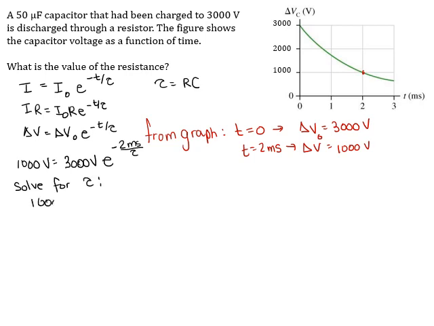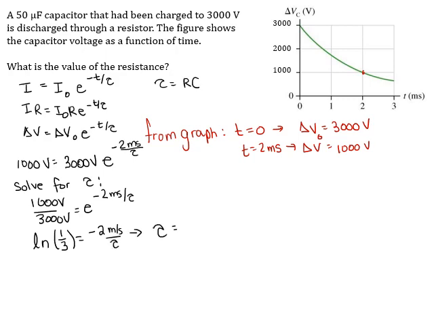So 1000 volts over 3000 volts equals e to the minus 2 milliseconds over tau. You could drop your units here, I'm going to keep them in just so I don't forget what I'm doing. If we want to get rid of our e, we have to take the natural log of both sides. So the natural log of 1000 volts over 3000 volts is the same as the natural log of 1 over 3, equals minus 2 milliseconds over tau.